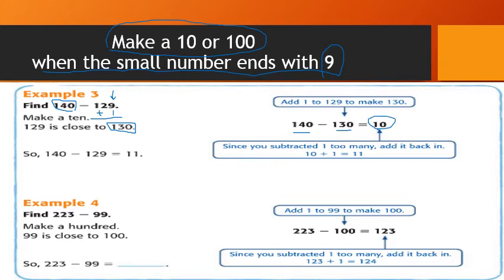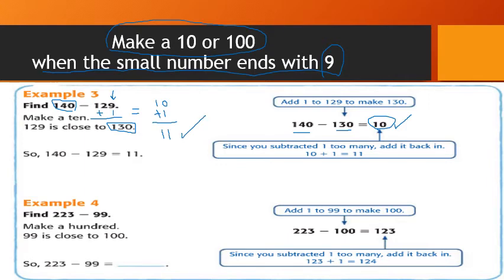So, this is my answer? No. Here, we added 1 to the small number. I will add also 1 to the difference. What is the difference I said? It is 10. So, I will add 1 to this 10. So, remember this song. If the small number ends with 9, add 1 to the small, add 1 to the difference. The difference, it is the answer to a subtraction problem. So the difference here is 10. So I will add 1 to 10. It is, yes, 11. Excellent.